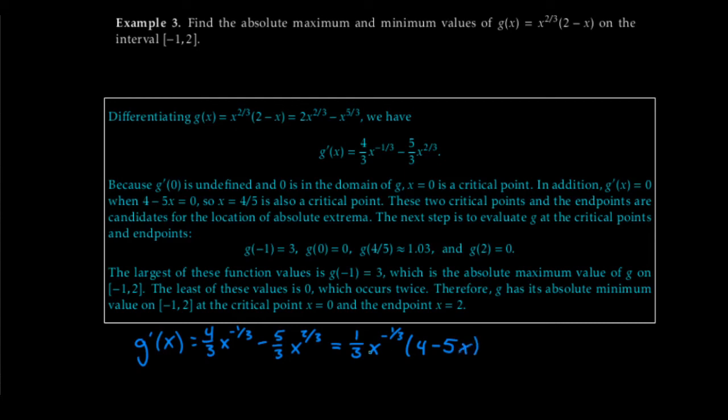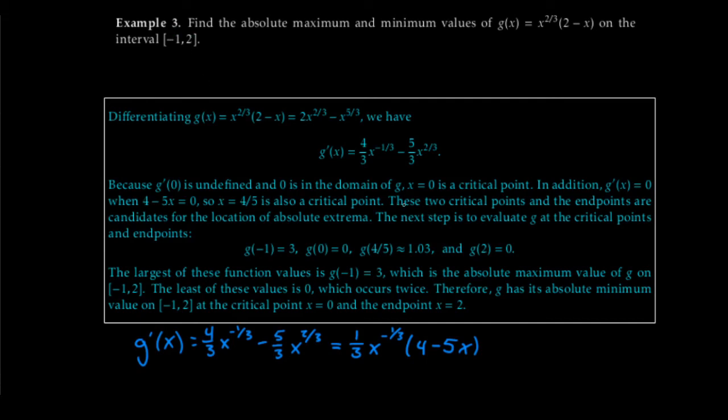There we go. So now we can see that 4 minus 5x equals 0 tells us that g prime of x is equal to 0. So x equals 4/5 is also a critical point. Notice, 4/5 is less than 1 and bigger than 0. It's in the interval from -1 to 2, for sure.